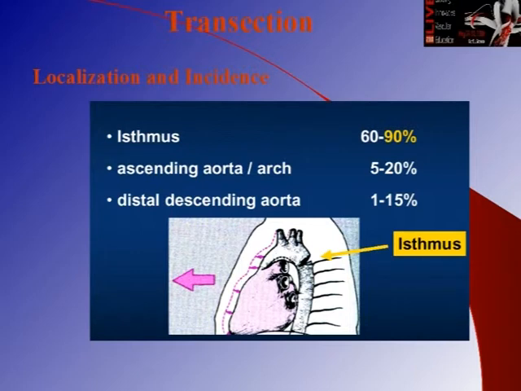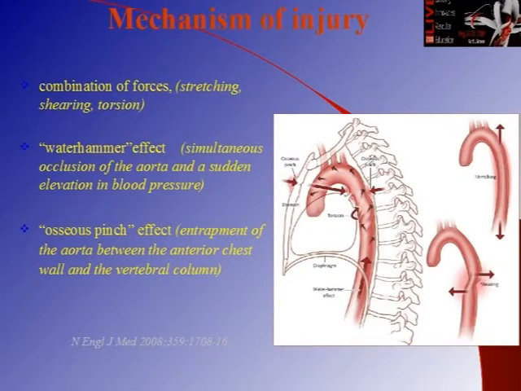Other areas also affected are the ascending and distal descending thoracic aorta at the level of the diaphragm. During the accident, the combination of different forces such as stretching, shearing, and torsion on the thoracic aorta lead to the transection. Other mechanisms of thoracic injury are the water hammer and osseous pinch effects.